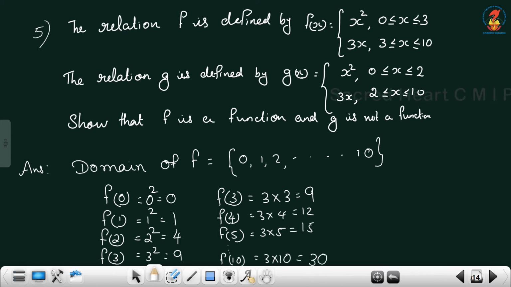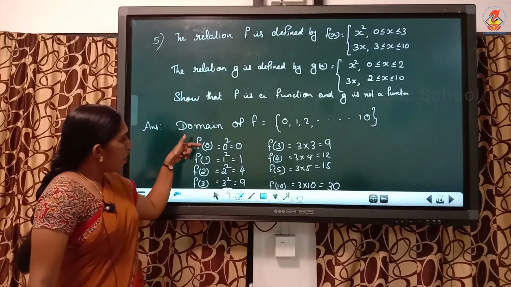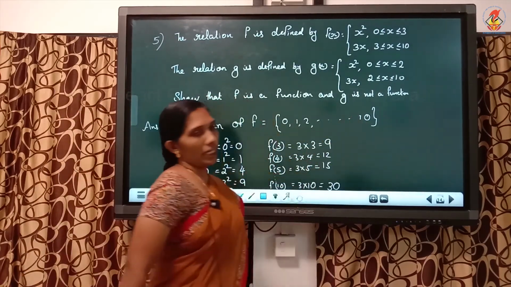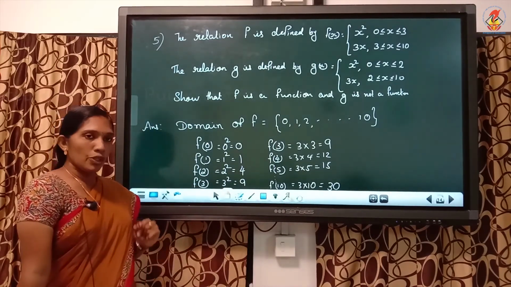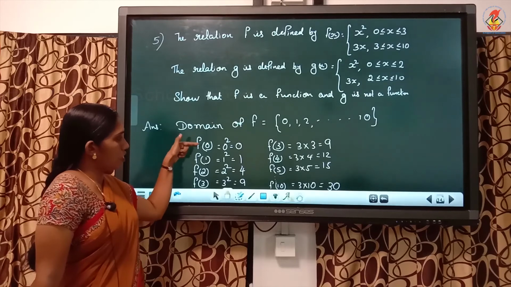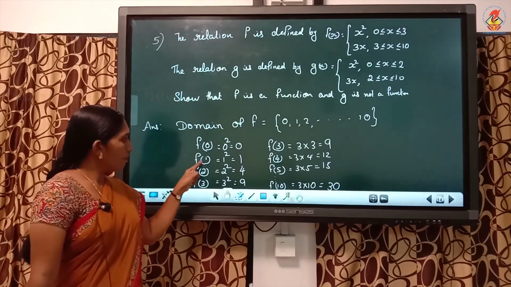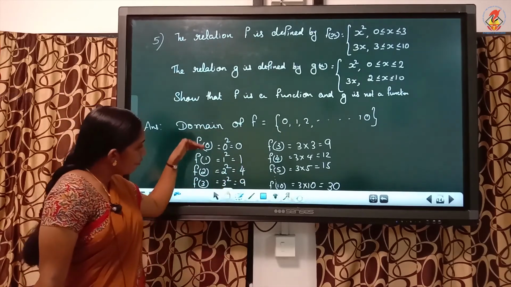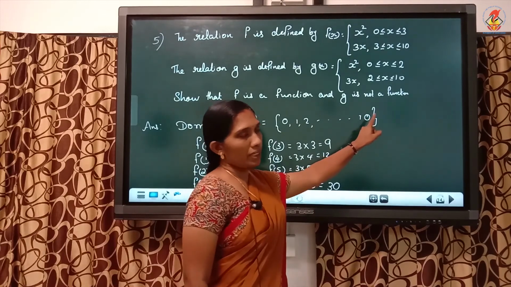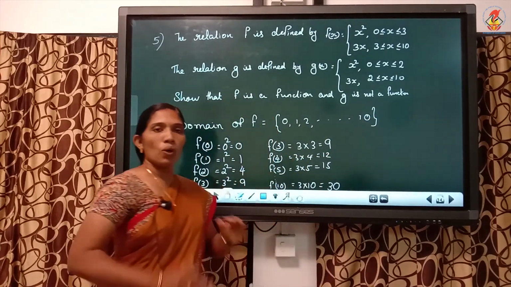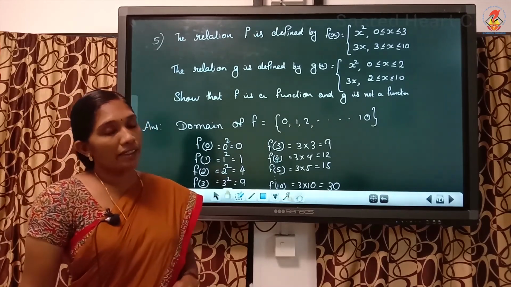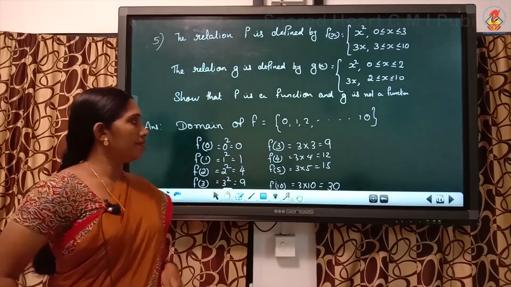Now you check, is this relation a function? How can you check? Every element in the domain has how many images? Unique image, one and only one image. For the 0, only one image. 1, one image. 2, only 4. 3, 9. Like that for every element in the domain. Domain is from 0 to 10 and all the elements have one and only one image. So we can say that this relation is a function.